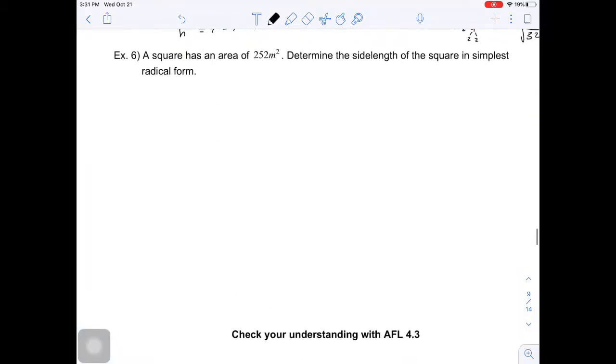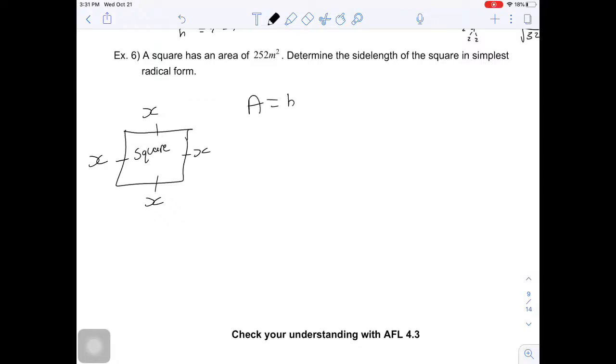Let's look at example 6 here. A square has an area of 252 meters squared. Determine the side length of the square in simplest radical form. So remember what a square is. A square is every side length is the exact same. So if this is x, this is x, this is x, and this is x. So this is a square.